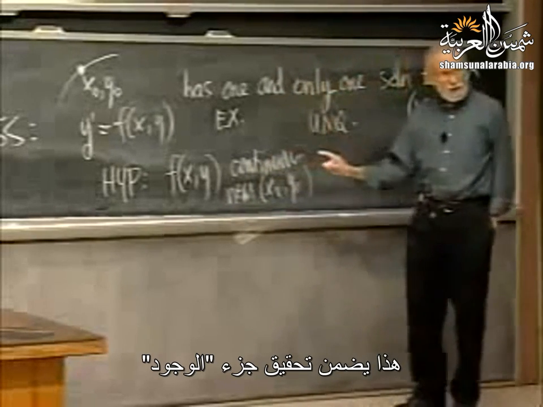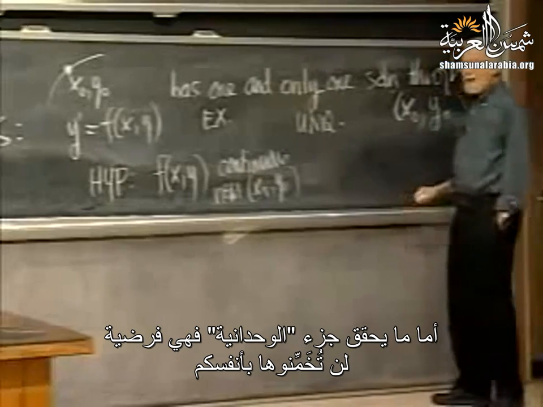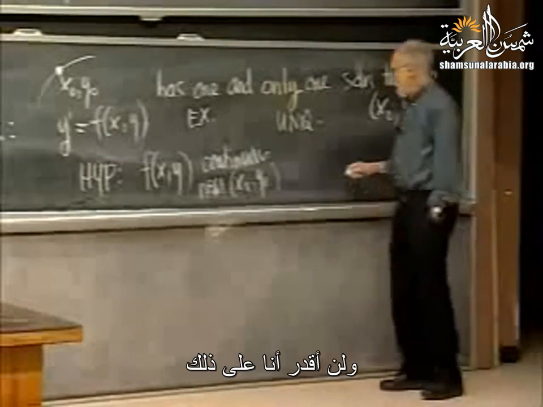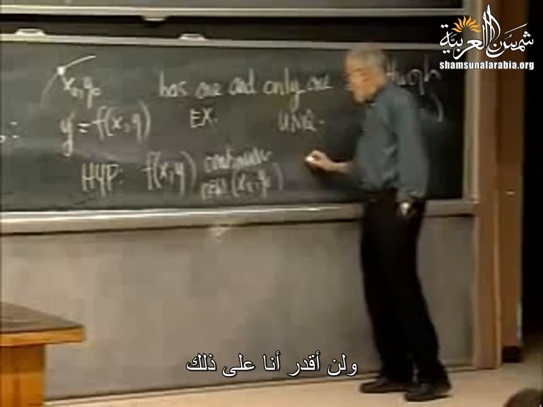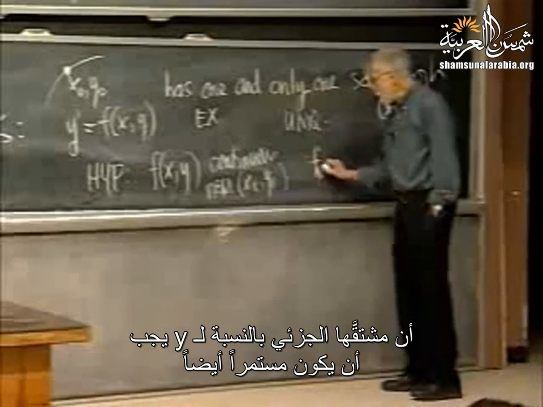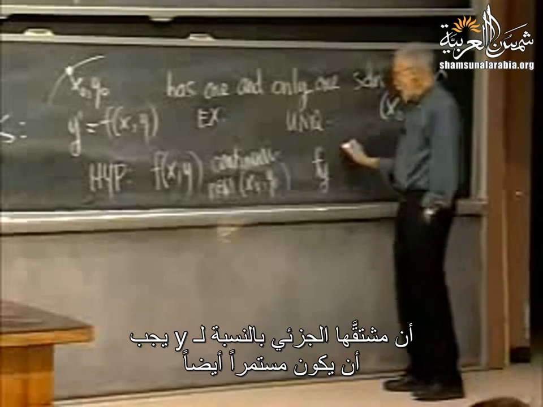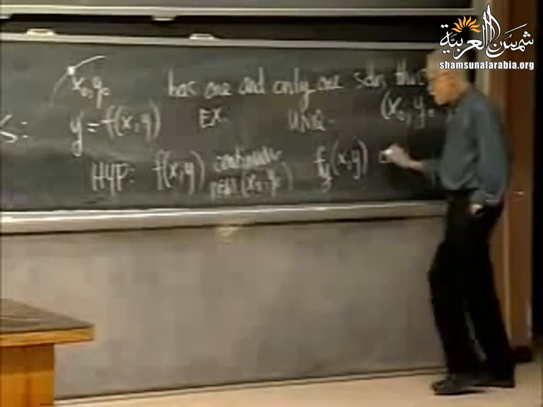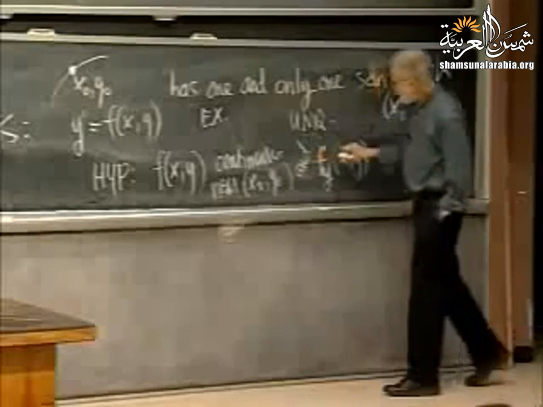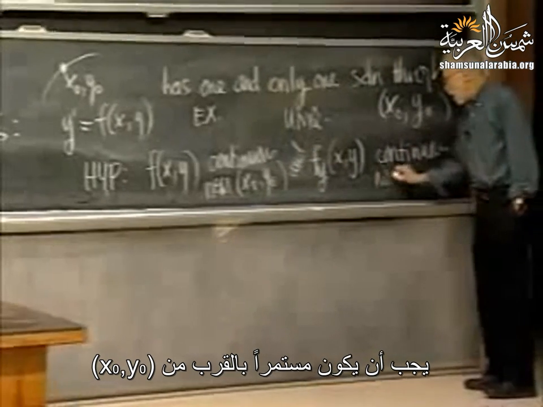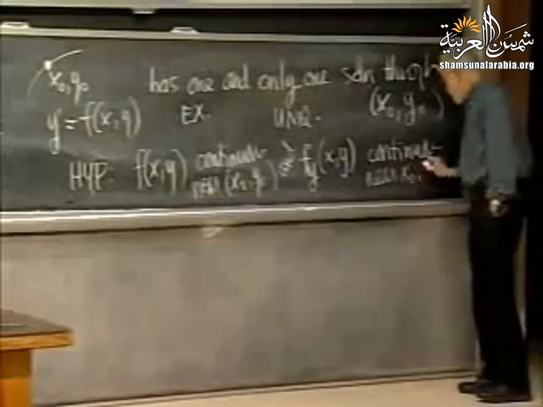That guarantees existence, and what guarantees uniqueness is the hypothesis that you would not guess by yourself. Neither would I. What guarantees the uniqueness is that also its partial derivative with respect to y should be continuous near x0, y0.